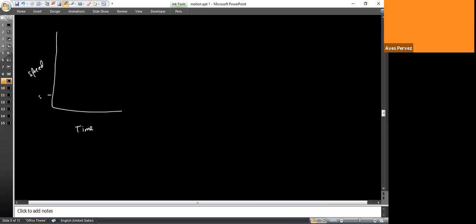Here the speed is 30, here the speed is 40 meters per second, here 50 meters per second, here 60 meters per second, and here 70 meters per second. This is in the first second, then the time is 2 seconds, 3 seconds, 4 seconds. I'm going to make another similar graph here.